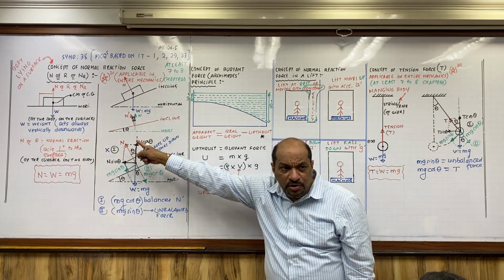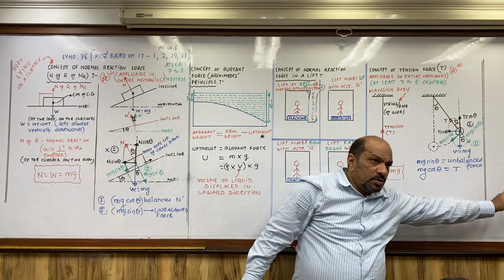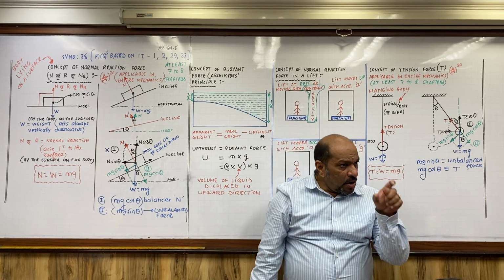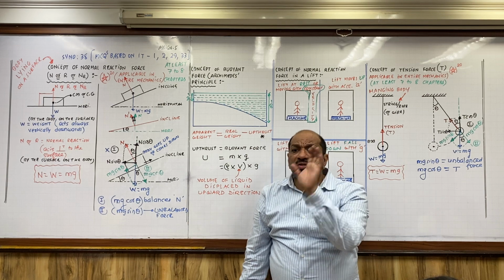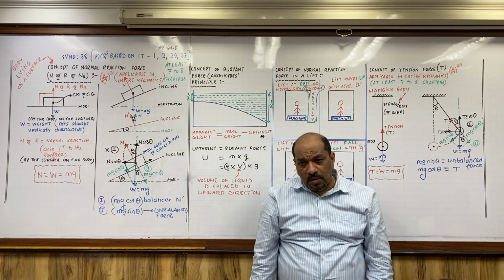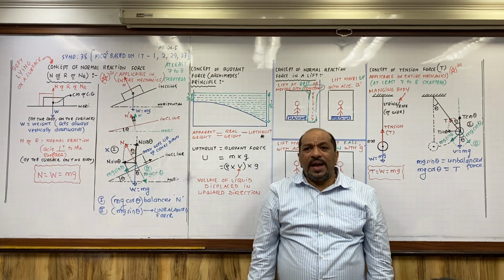Don't use the word tension, don't use the word normal reaction. If you come across a problem where they have used the word string or rope or wire, if it is a hanging body, you should always use the word tension, never the word normal reaction. Is it very clear to you?